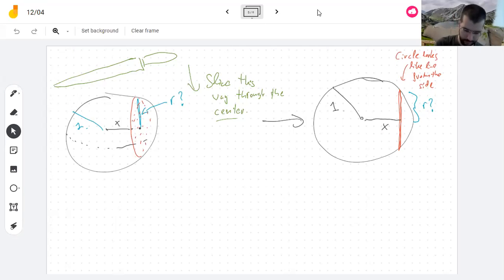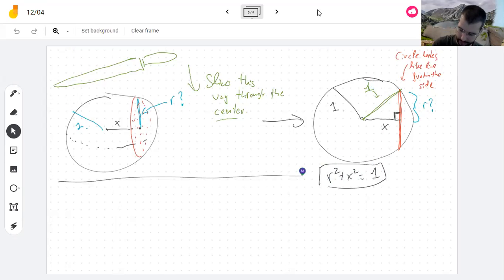And this is a right angle. So these are the legs of a right triangle whose hypotenuse is the radius of the sphere, so it's 1. This tells me that r squared plus x squared equals 1. If I want to solve for r, it's the square root of 1 minus x squared. Which makes sense. If x equals 0, you're cutting through the center, r is 1. If x equals 1, your slice is not touching the ball anymore, you get r equals 0, and it's decreasing in between.